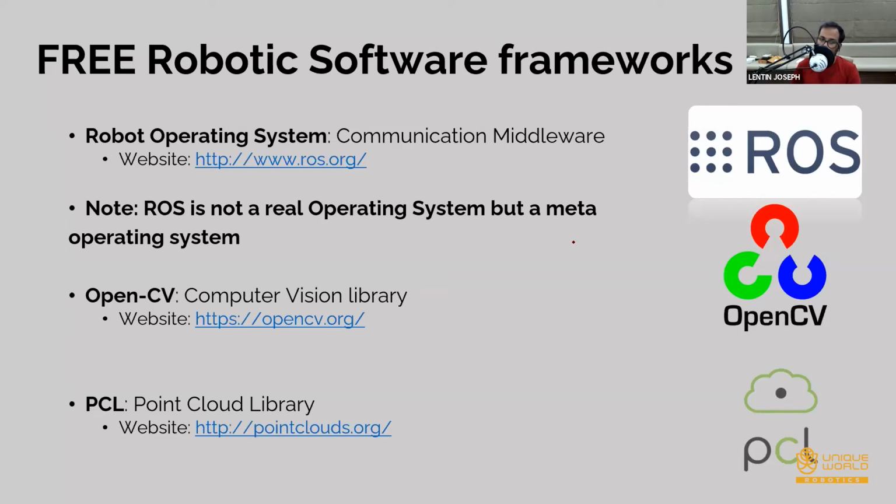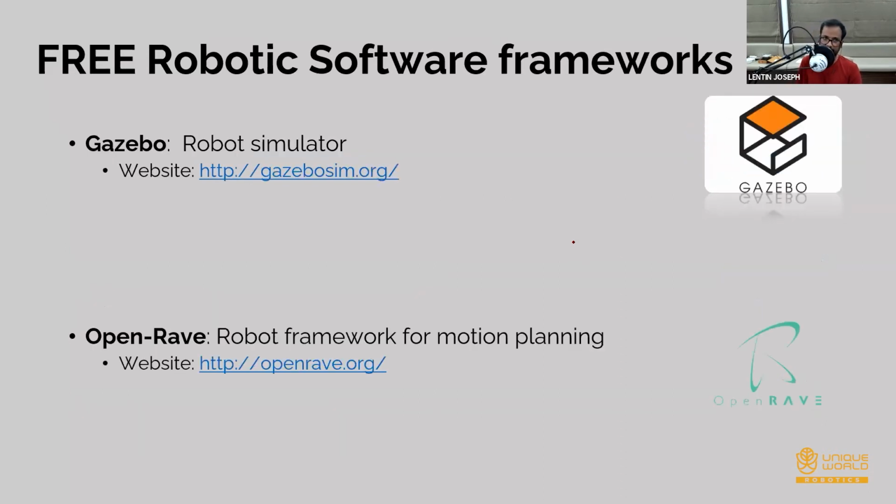Another important library is the Point Cloud Library, which is used for processing data from the LiDAR, or the Velodyne LiDAR that we have mentioned. It is actually 3D data, so we can use the point cloud data for processing the 3D point cloud. Gazebo also comes with ROS. Another framework is OpenRAVE, which is for motion planning. It is all connected to ROS.